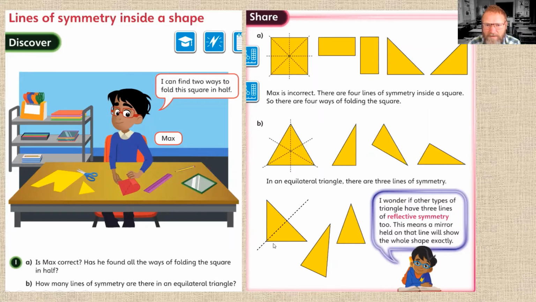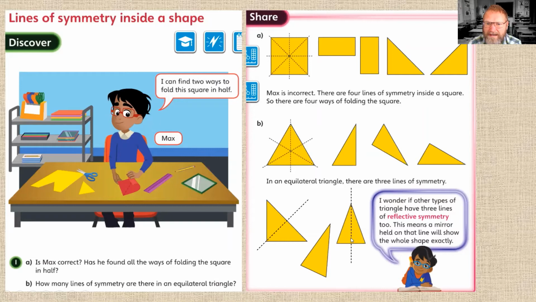And if we folded them over, we would get a nice, neat fold, just like that. And if we put a mirror along that line, this is what the reflection would look like. It would look like a complete triangle. And it's the same for this isosceles triangle as well.